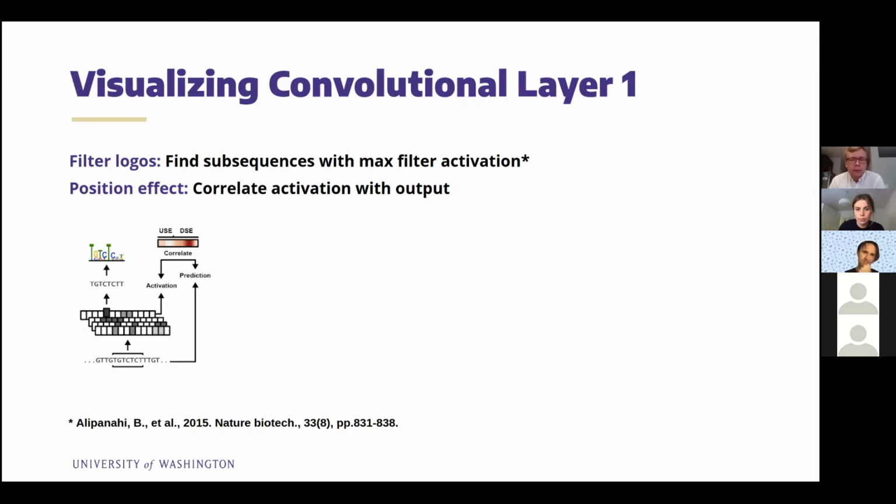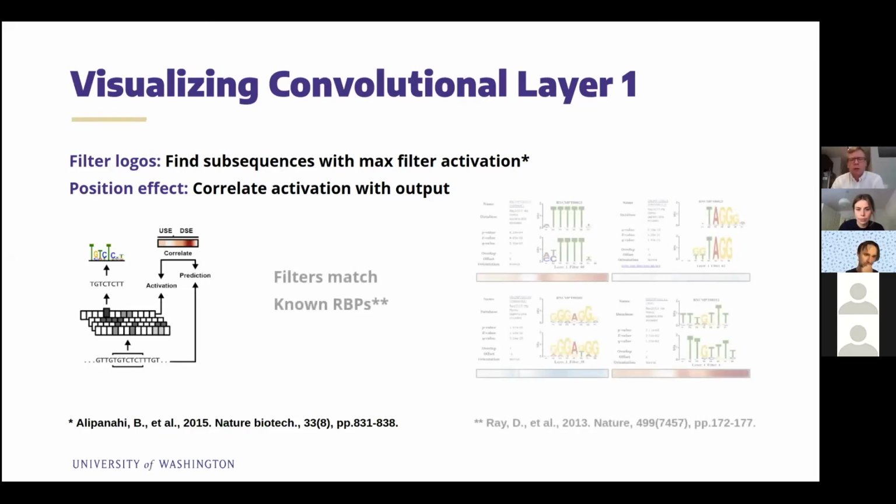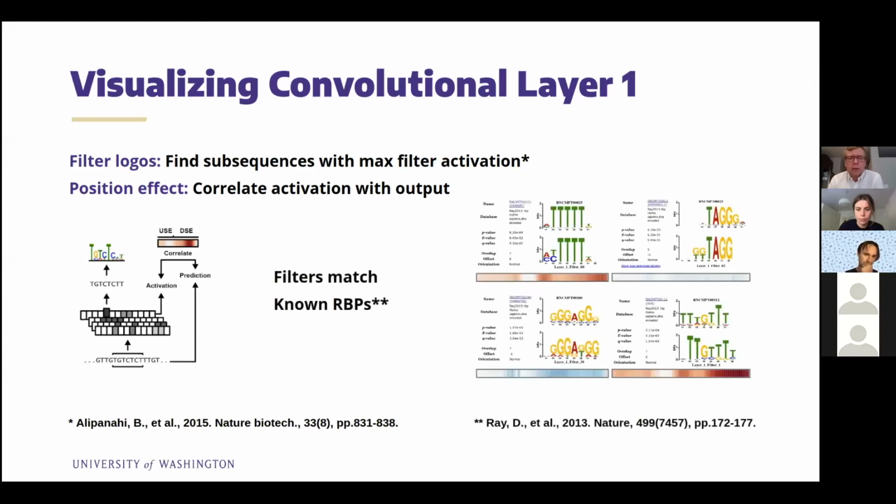And to estimate the positional effects of each filter, we performed simple Pearson R correlation testing between the activation maps of each filter and the predicted outputs. And when we compare these sequence logos to the TomTom database, we find that many of these filters match known RNA binding protein motifs, and the estimated positional effects of each filter across the polyA signal sequence agree quite well with established biology.